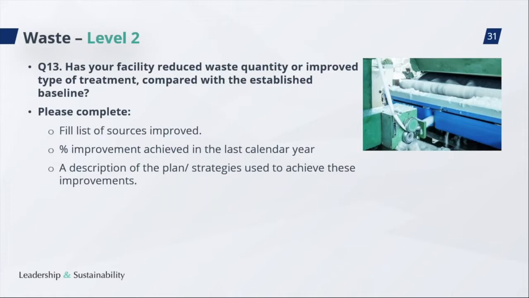So perhaps in your implementation plan, you had several actions in order to reach this, and perhaps some of them were successful and some of them were not. And here, in this question, you should respond and you should explain what made it successful. Why was it that I was able to reduce the waste quantity or improve the type of treatment?